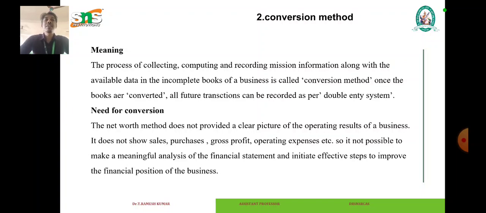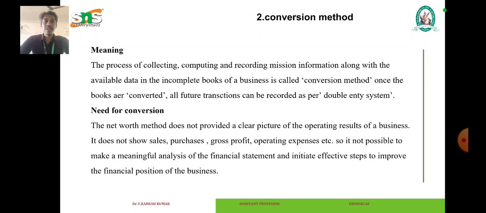Next, conversion method. Meaning: the process of collecting, computing and recording missing information along with the available data in the incomplete books of a business is called conversion method. Once the books are converted, all future transactions can be recorded as per double entry system.